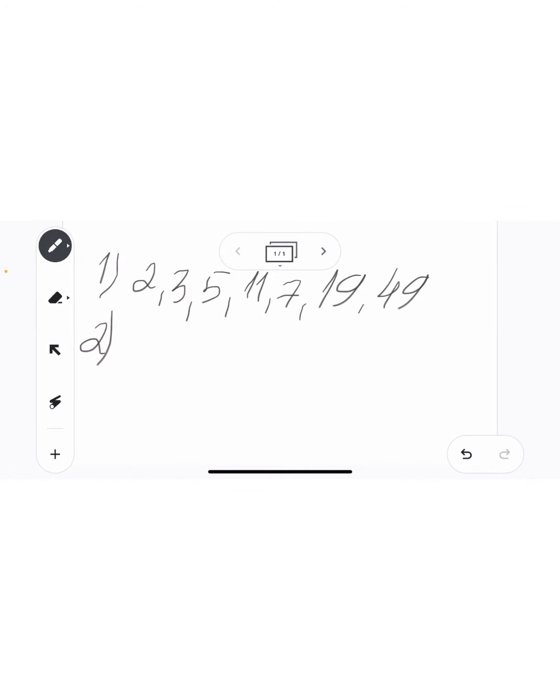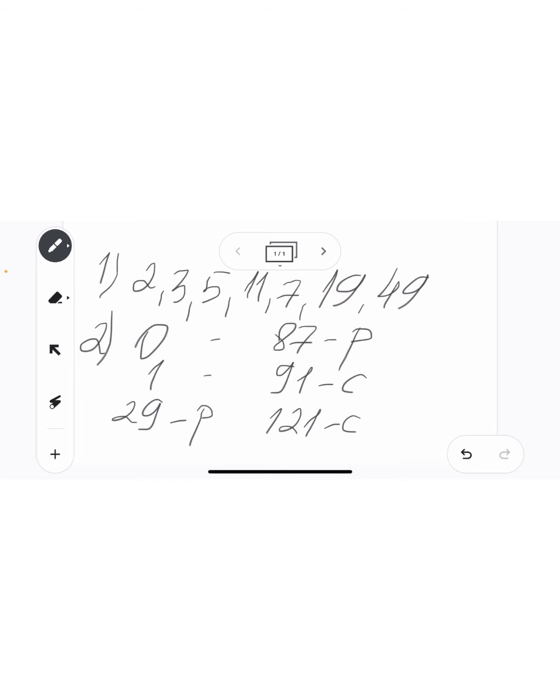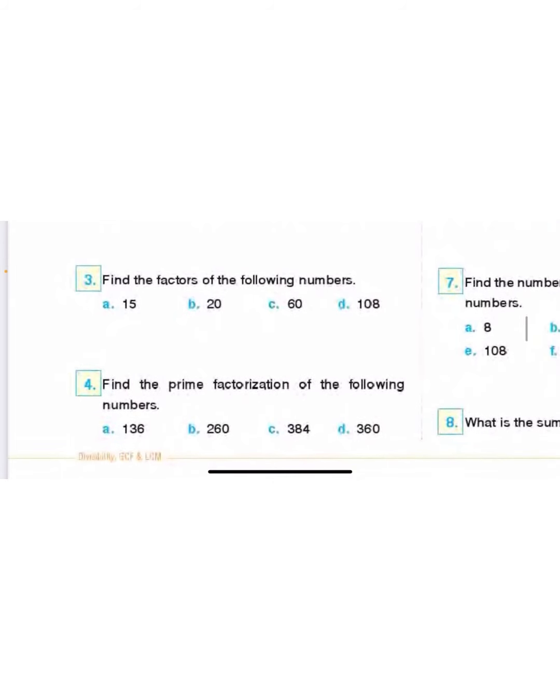The second one asks to determine whether these numbers are prime or composite. As we said above, 0 and 1 are neither prime nor composite. 21 is composite, 87 is composite, 91 is composite, 121 is composite, 129 is composite, and 134 is also composite. They have more factors.